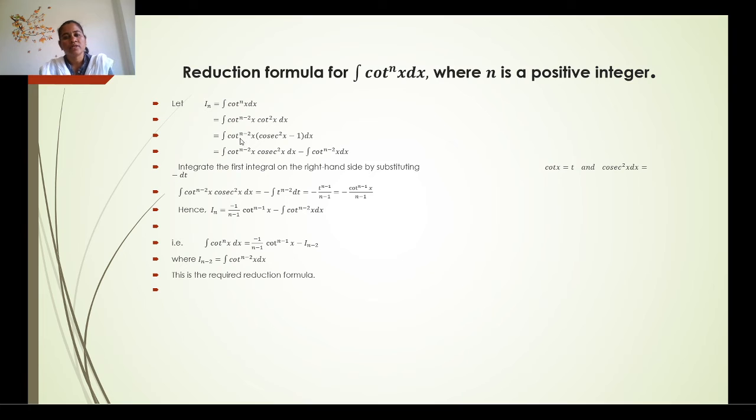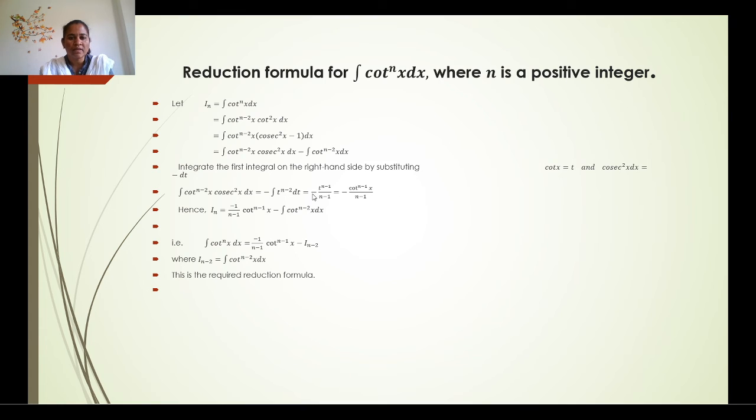Then in the next step, cot to the power of n minus 2x. What is cot square x? Cot square x is cosecant square x minus 1, into dx. Then multiplying with cot to the power of n minus 2x, we get this integral equation. In this integral equation, we take the first integral function and evaluate it by the method of substitution. So put cot x is equal to t. The derivative of cot x is minus cosecant square x dx, so cosecant square x dx is equal to minus dt.